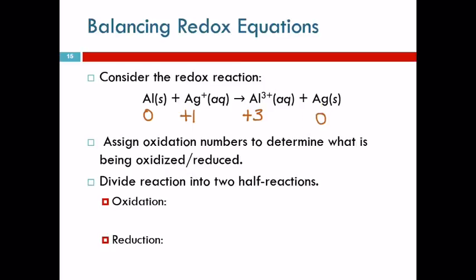What's being oxidized? Aluminum. The aluminum is going up in oxidation number. The aluminum is losing electrons. Oxidation is loss of electrons. So for the oxidation, I'm just going to write the part that has aluminum. So I'm going to take aluminum, and it goes to Al3+.